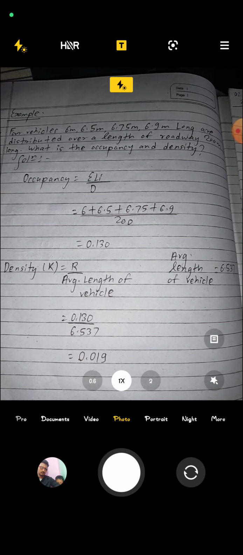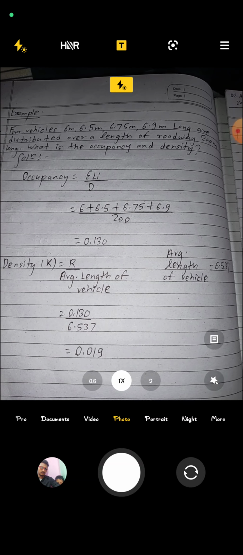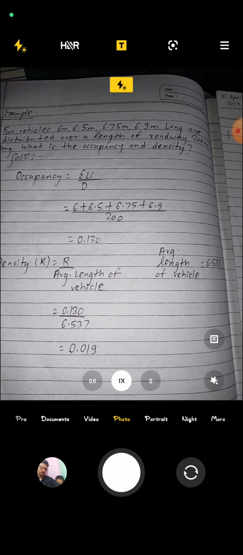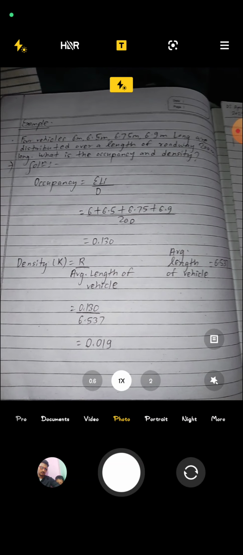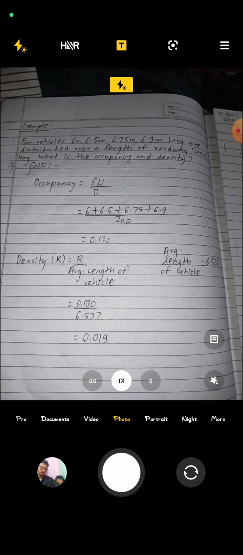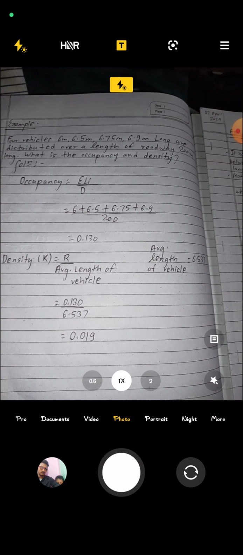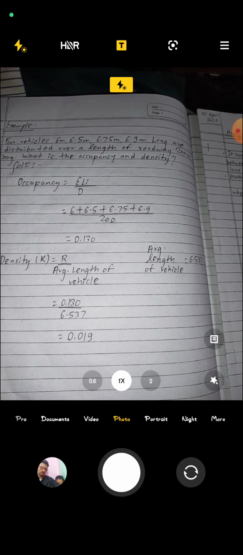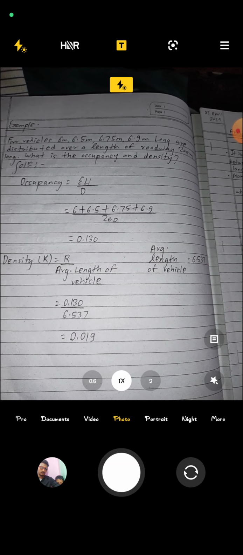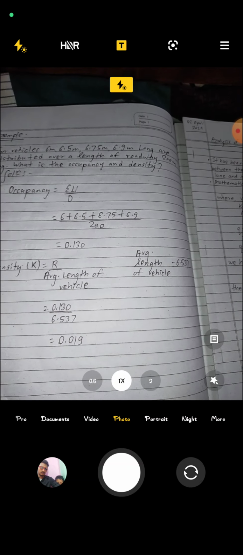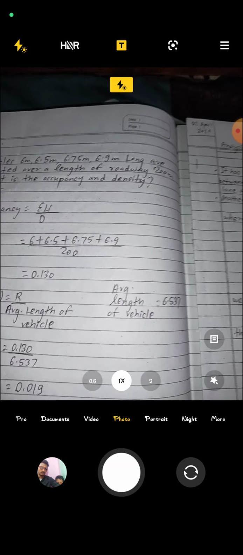For occupancy, we need to do summation Li divided by D. 6 plus 6.5 plus 6.75 plus 6.9 divided by 200 gives 0.130. The formula for finding density is R divided by the average length of a vehicle. That is 0.130 divided by 6.537 equal to 0.019. The average length of a vehicle is obtained by adding the four vehicles and dividing by 4, which gives 6.537.